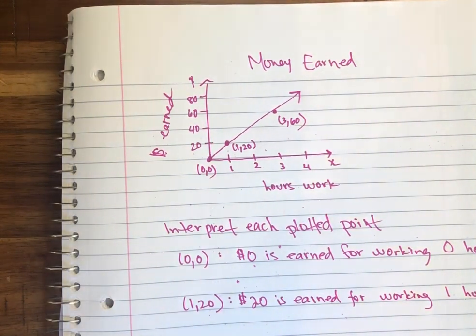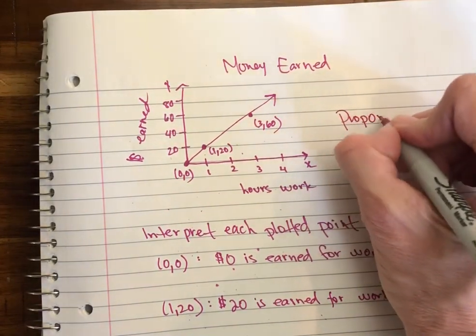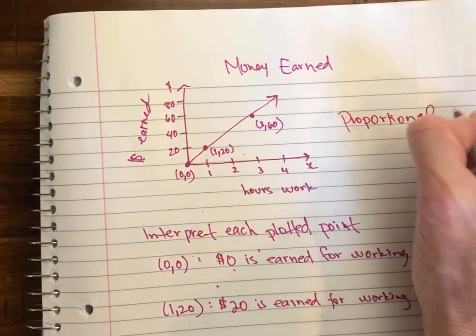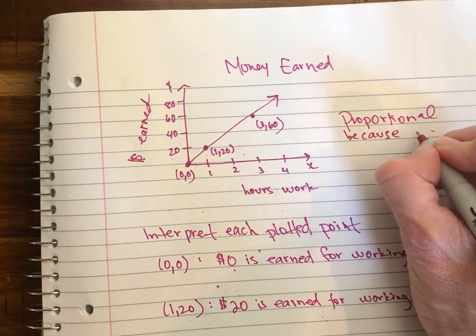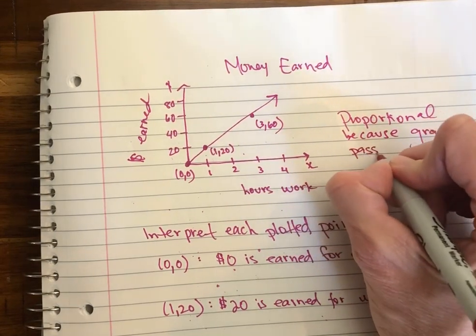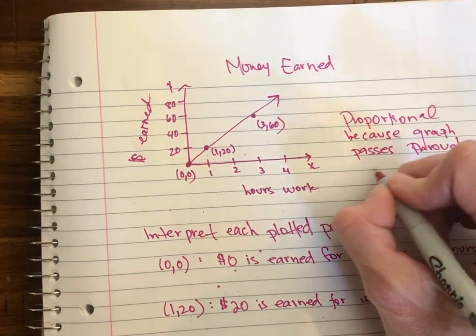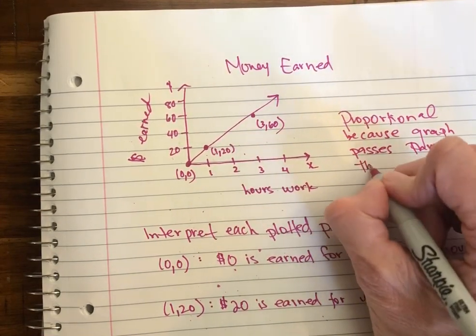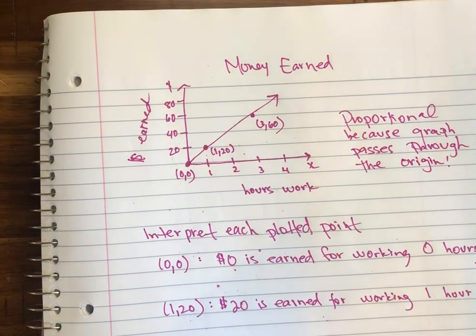You could probably do that third point on your own. And then again, to review, this would be a proportional relationship because, why? I'm waiting. What does the graph do? Are you answering me? Because the graph passes through the origin. Okay, try out those practice problems.